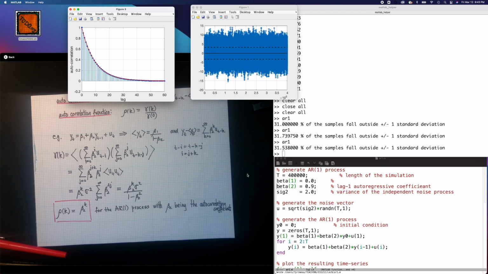And this was for an autocorrelation coefficient of 0.9, and you can see there's a persistence almost all the way out to 60. Alright, that's the autocorrelation function for an AR1 process.